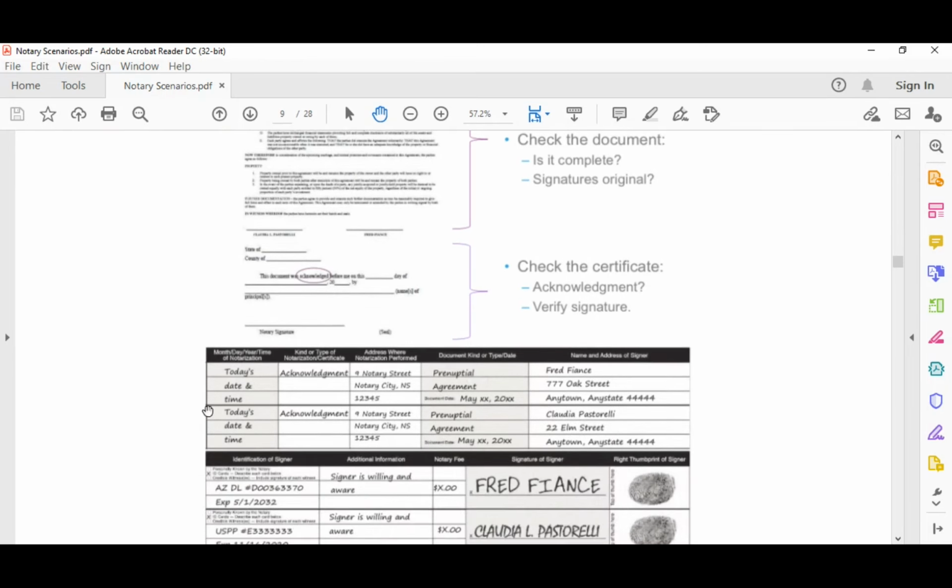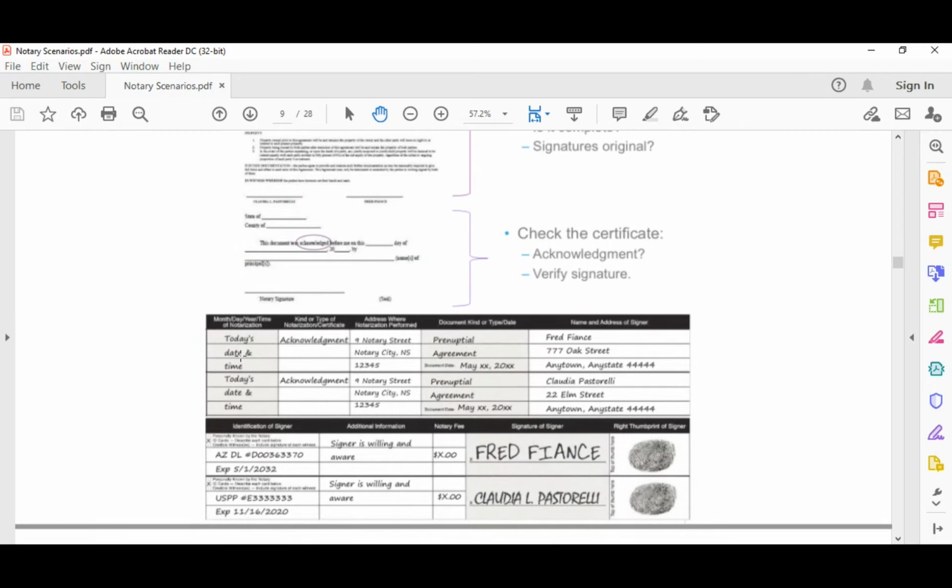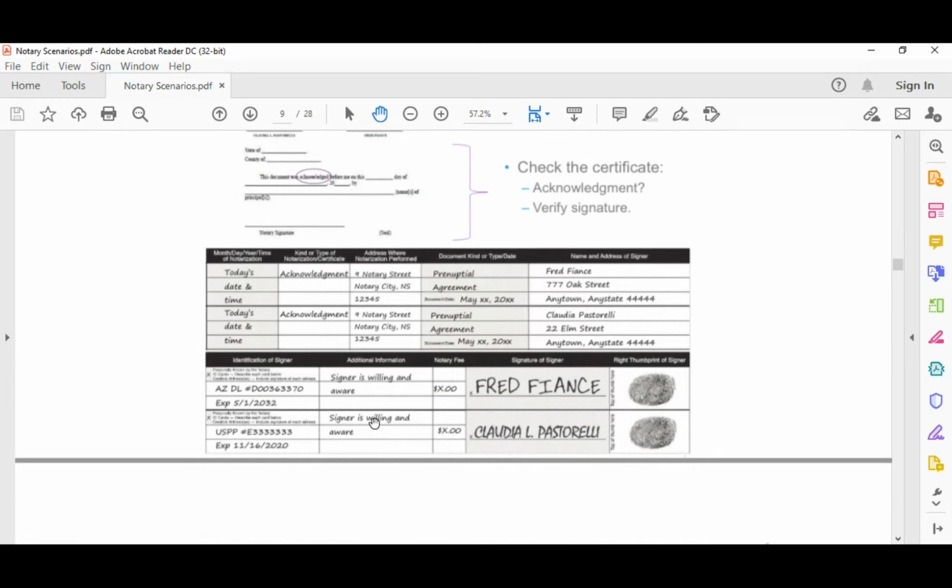Okay, you're going to fill out your journal entries here. I'm not going to read this because you guys can see what it is. We've gone over the first two, so I think you get a pretty good idea of what it is you're supposed to be putting in your notary journal. Address where notarization was performed will most likely be different than the person's address unless you are at their home. You're going to fill out their identification information here. Your notary fee, have them sign, fingerprint if allowed.